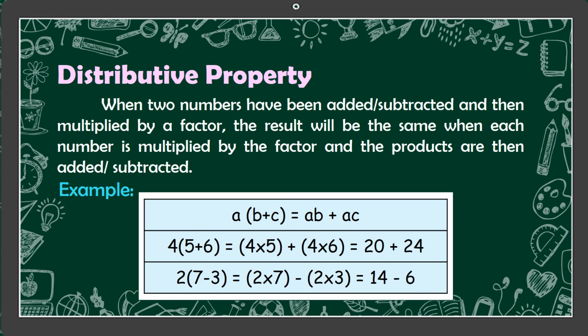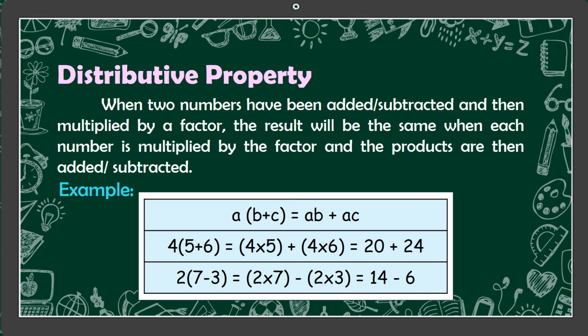Another example, 4 times quantity 5 plus 6 is equal to 4 times 5 plus 4 times 6. We distributed 4 to 5 and 6. So 4 times 5 is equal to 20 and 4 times 6 is equal to 24. Since our operation is addition, we will have plus sign. So 4 times quantity 5 plus 6 is equal to 20 plus 24.